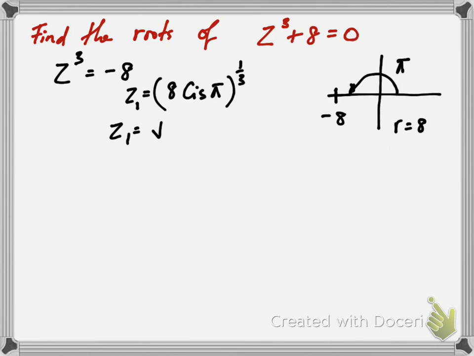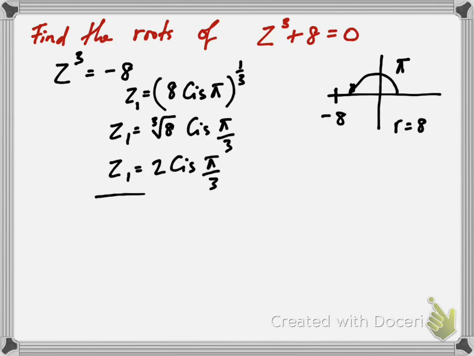Now you apply De Moivre's theorem: 8 to the power 1/3, or cube root of 8. You can use a calculator. Cis pi over 3, because you go pi times 1/3, which is pi over 3. So z1 is equal to 2, because 2 cubed is 8. So yeah, 2 cis pi over 3. That's your first root.